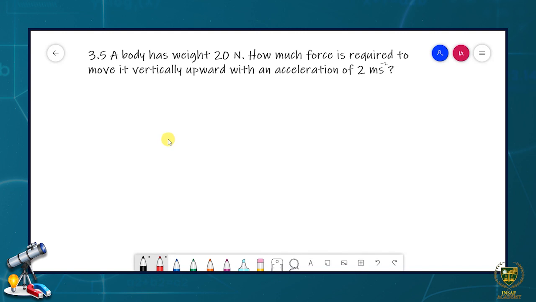So first of all, let us note down the data. In the data, you are given the weight of the body, which is 20 Newton, and the acceleration is also given, which is 2 meter per second square, and you have to find the force which is required to lift it vertically upward. So this is the quantity which we have to find.